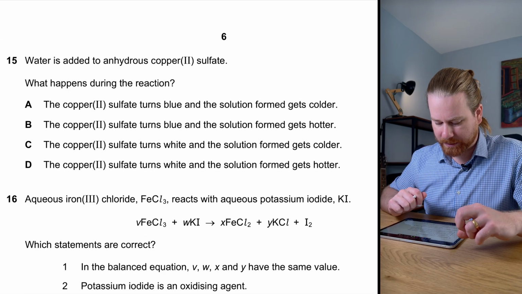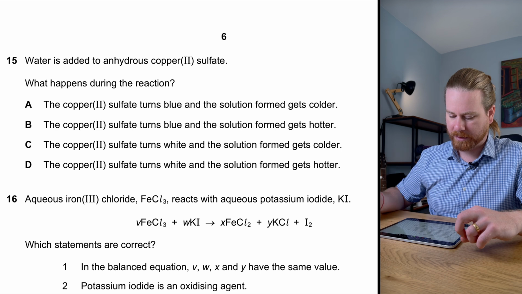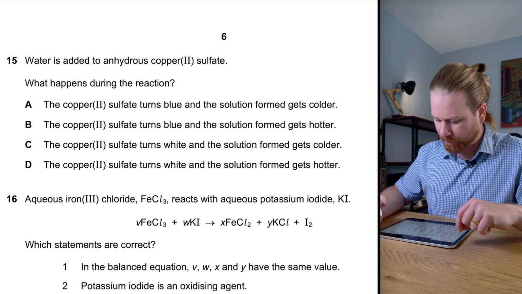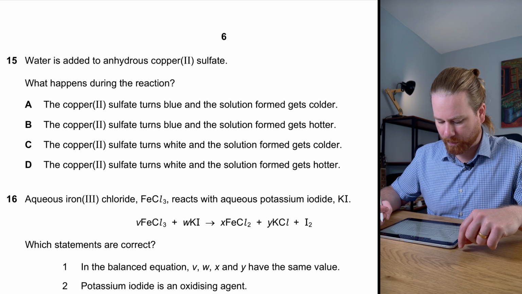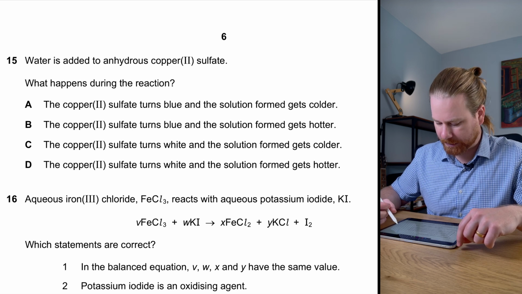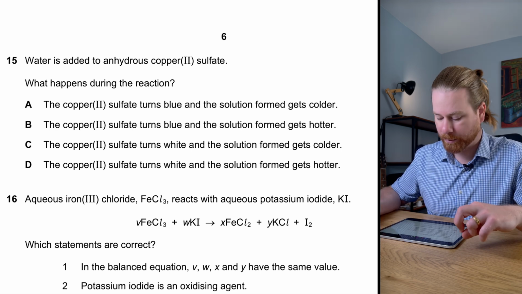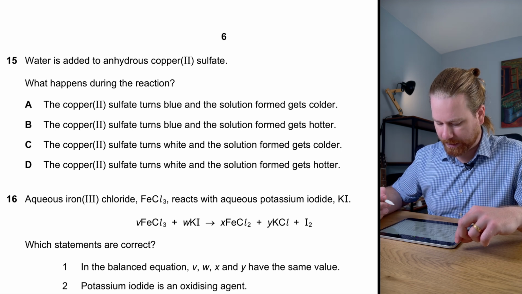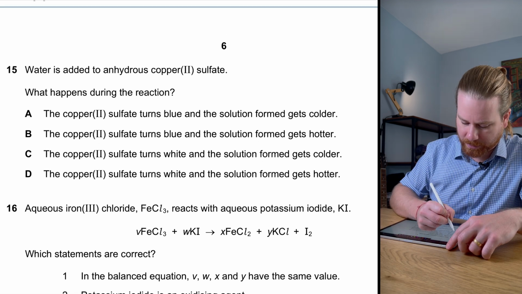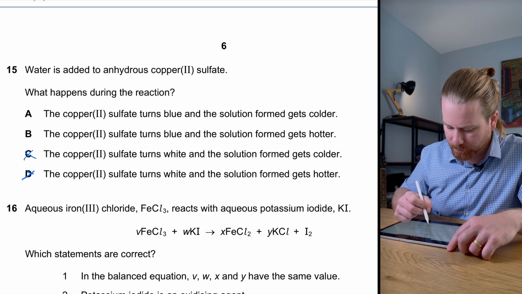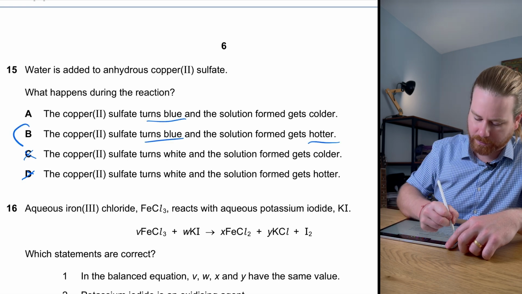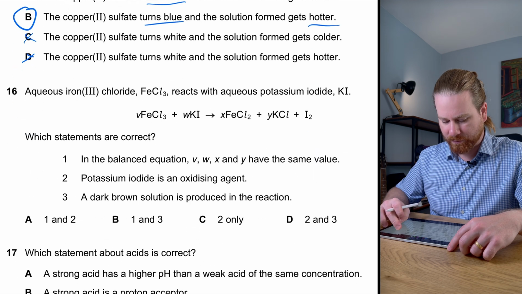Right, water is added to anhydrous copper 2 sulfate. What is happening? So, well, it is going to turn blue. And what else is going to happen? Well, it is going to get hotter. It's a very exothermic reaction, actually. Nice and toasty. So what is that? So it can't be this one or this one. Turning blue, and it's going to get hotter. Yes, so it has to be B.